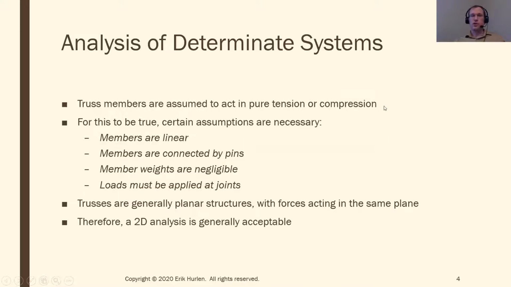So again, the big assumption we need to make is that every internal force is pure tension or pure compression. Tension just means that it's pulling. Compression just means that it's pushing, but it's pushing or pulling in that same direction.